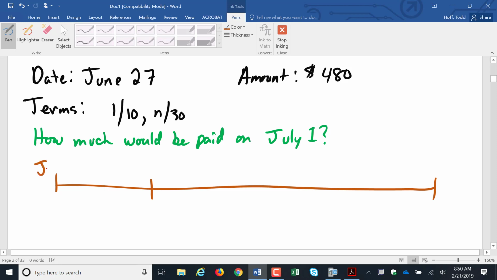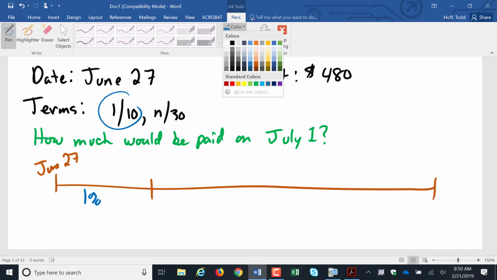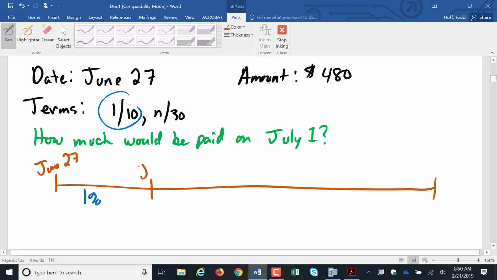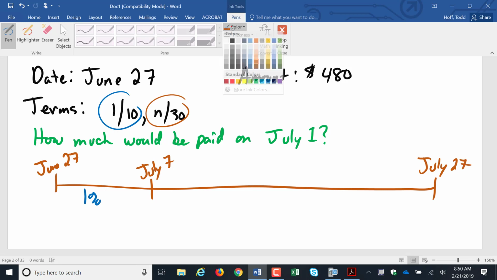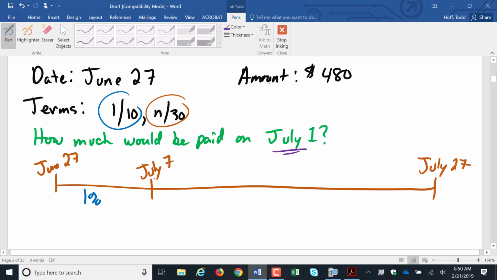we start on June 27th. We have that 10-day discount period now. We get 1% discount. 10 days from June 27th is July 7th. And then 30 days, net 30, brings us to July 27th. That would be the end of the credit period. So our July 1st falls in here, well within the discount period. It actually falls closer to here. So we get a 1% discount.